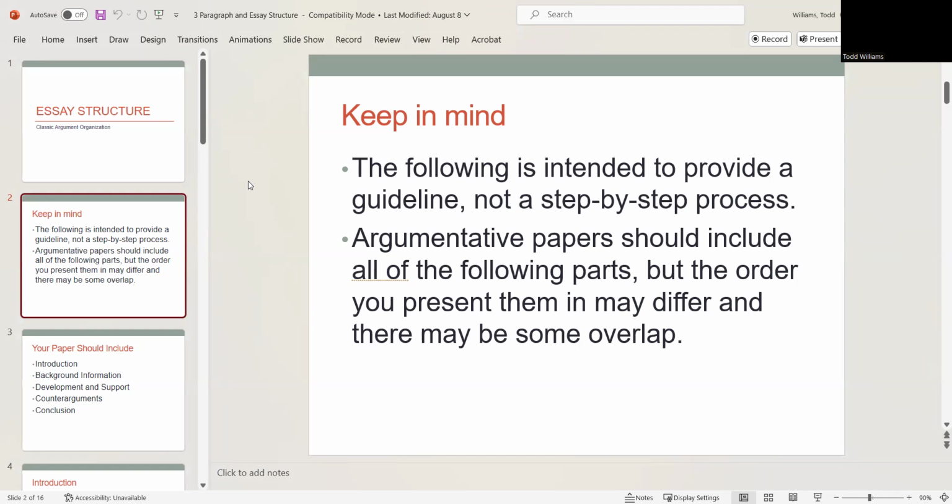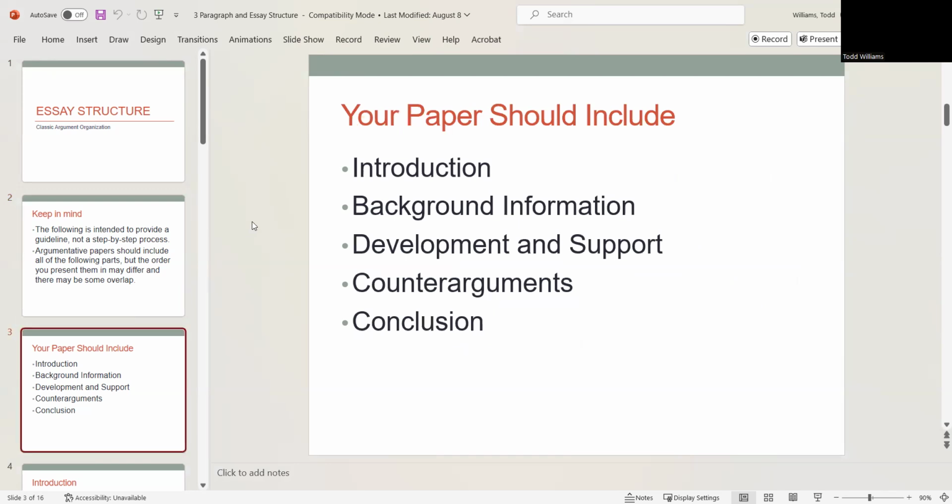So the reason I bring this up is because this classic argument organization that I'm going to talk about does have 5 elements to it, but it is definitely not the 5 paragraph essay. Don't think of this as a step-by-step process. It's a guideline. So think about the 5 things I'm going to talk about here are all things that should be included in an argumentative essay. The order that you present them in may differ. Some of these things may overlap as well. But your paper should include these 5 things.